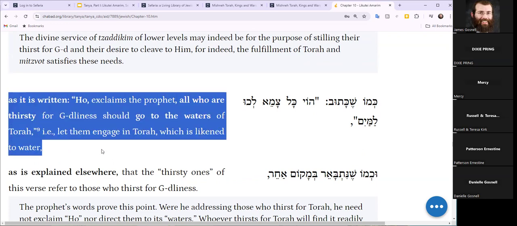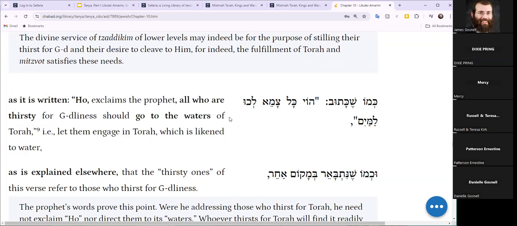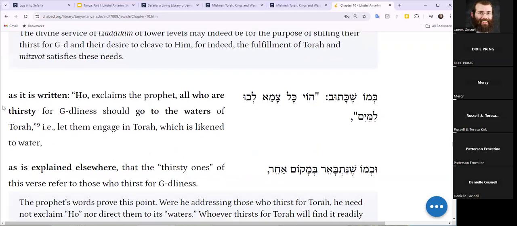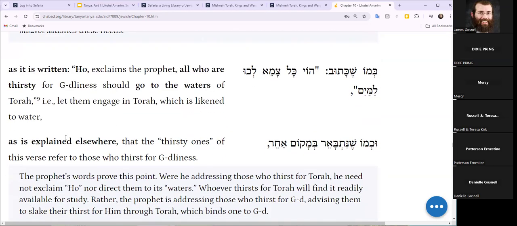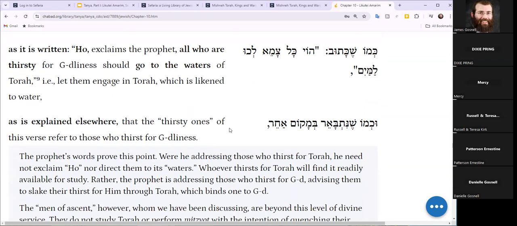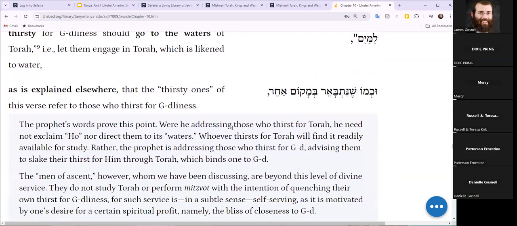This is a big deal for non-Jews, in my opinion. There's a lot of non-Jews that are thirsty for Torah today. As it is explained elsewhere, that the thirsty ones of this verse refer to those who thirst for godliness. So don't shut off the tap.